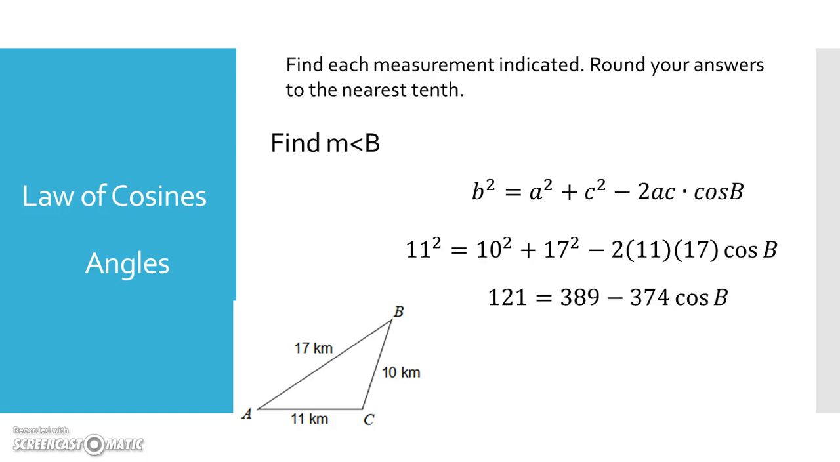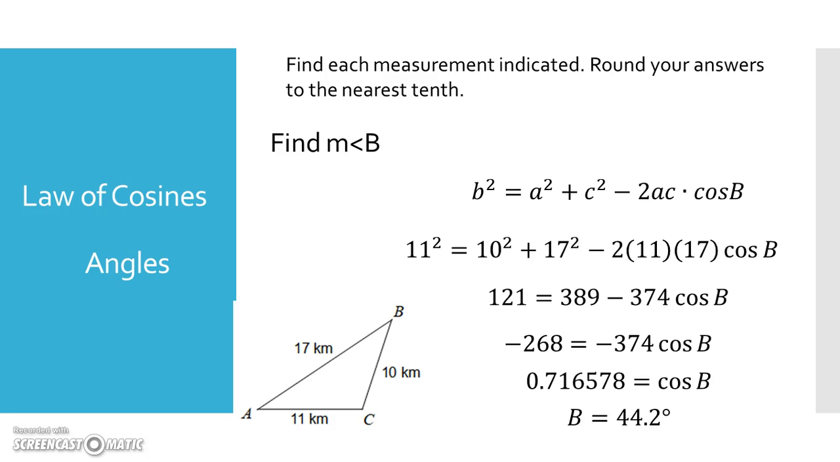11 squared is 121, 10 squared and 17 squared together is 389. 2 times 11 times 17 is negative 374. To solve for capital B, we're going to first subtract 389 to get negative 268. Then we'll divide by negative 374 to get 0.716578. To solve for B at this point, to get rid of cosine, we do the cosine inverse. So we're going to type in second cosine 0.716578, make sure you're in degree mode, and you get 44.2 degrees.